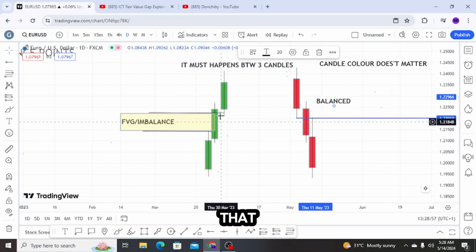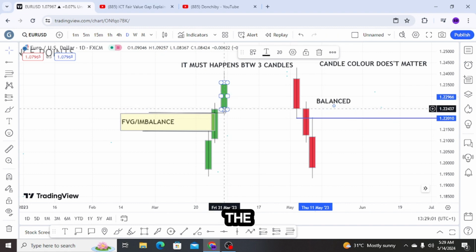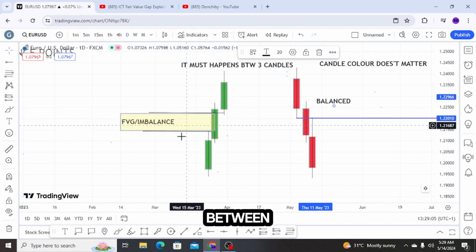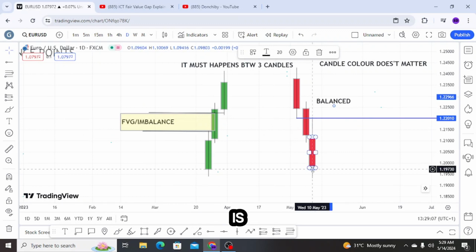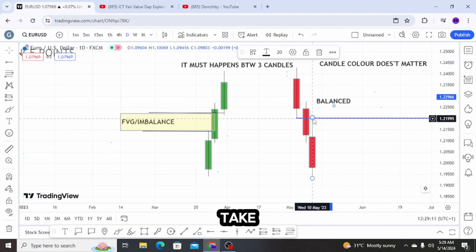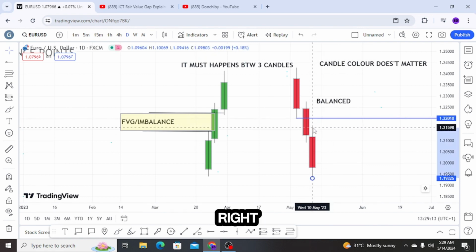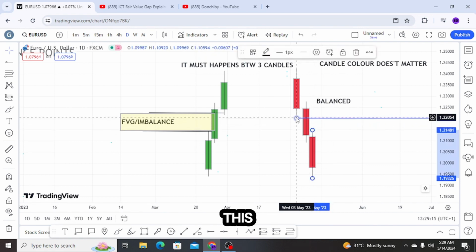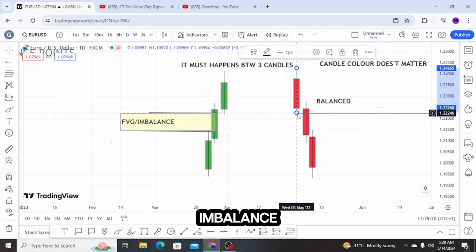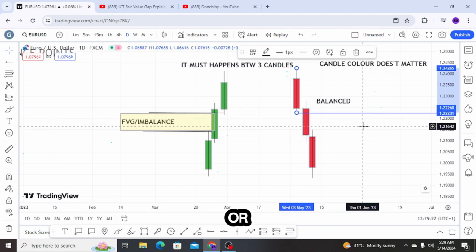But in this case, there is a gap between these weeks, the low of this and the high of this. There is a gap between them. That is what we call imbalance. So if I take these weeks down somewhere like this, and take this one up a bit this way, I have created an imbalance right here. Did you see what I showed you guys now?